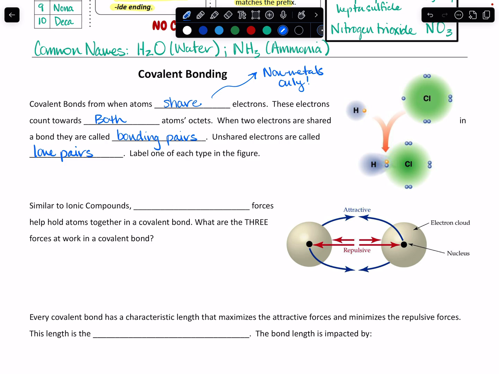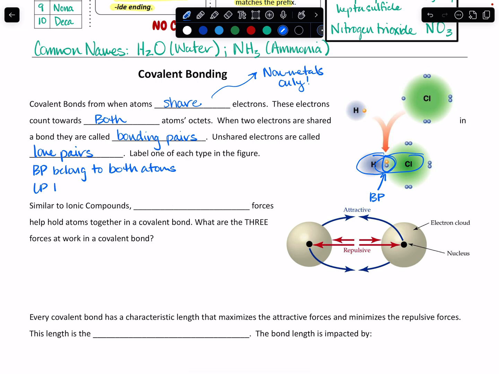Now I have a figure here. We're going to label one of each type in the figure. Remember, bonding pair electrons belong to both atoms. So this would be an example of a bonding pair. The pair belongs to the hydrogen and to the chlorine, so it is a bonded pair.